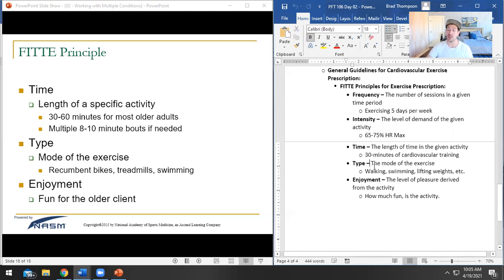Type is the mode of the exercise. So maybe it's walking, maybe it's swimming, maybe it's lifting weights. Hopefully it's lifting weights. Any version, right? Any type that's particular to you. For me, I go for a run twice per week right now. The next routine that I'm going to do, I'm only going to go for a run once per week. And then on top of both of those, I play Ultimate every week. That's the mode that works for me, playing a pickup sport.